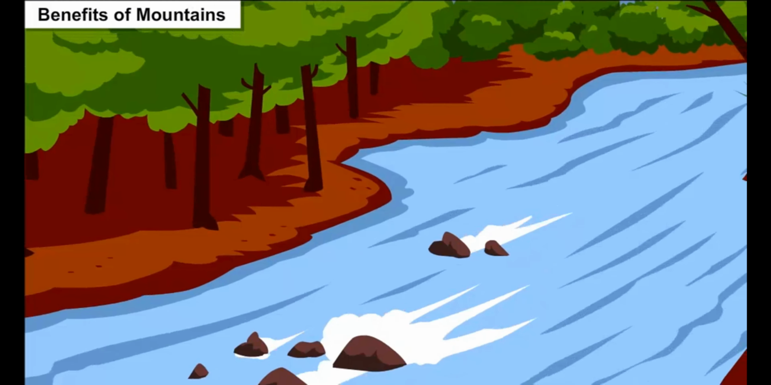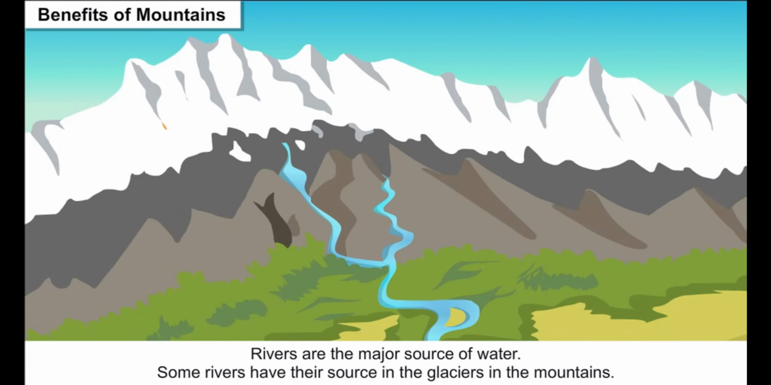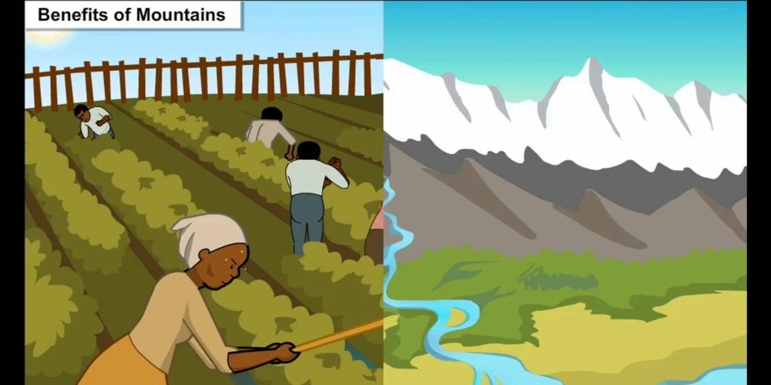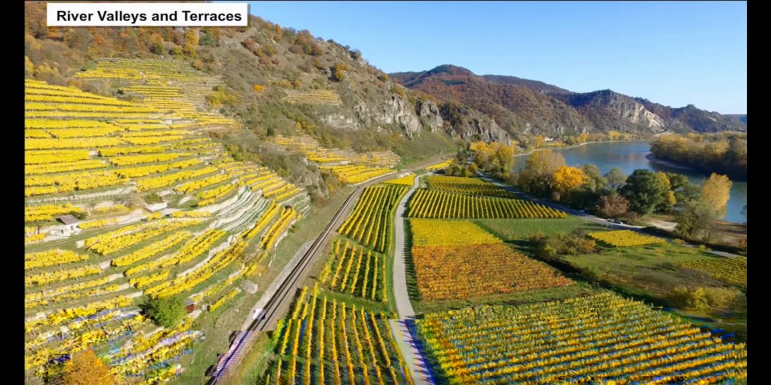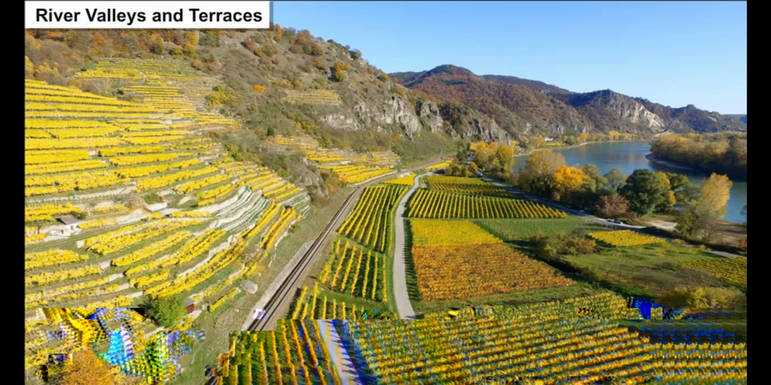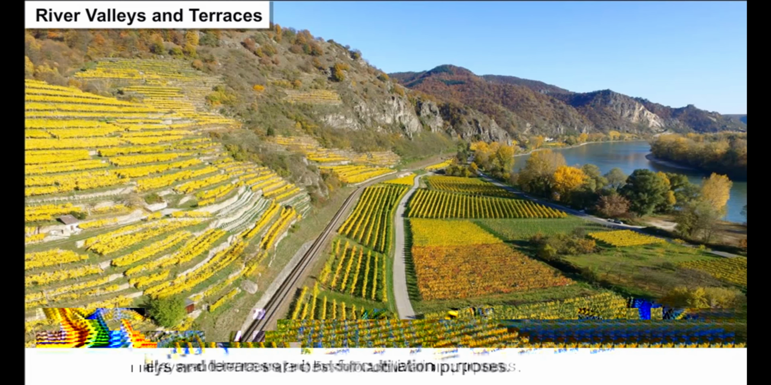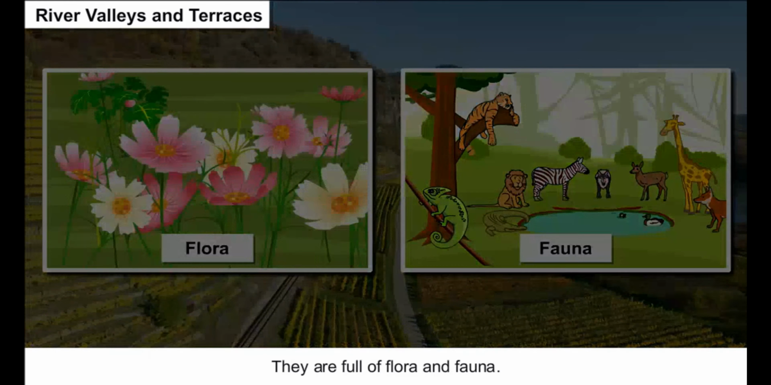Benefits of mountains. Rivers are the major source of water. Some rivers have their source in the glaciers in the mountains. This water is used for irrigation and production of hydroelectricity. River valleys and terraces. The river valleys and terraces are best for cultivation purposes. They are full of flora and fauna.